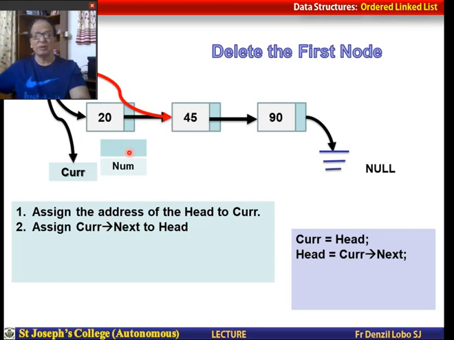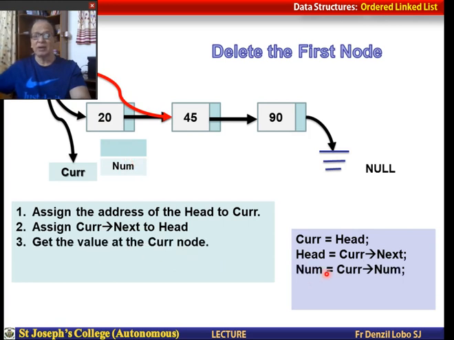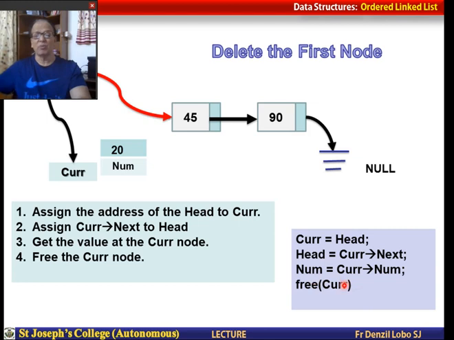Then we want to get the number. So get the value of the current node and assign it to number. I get the value of the current node and assign it to number. 20 goes in there. So now we have got the number. We are going to delete this node. Then you say free current node. This node is deleted. So free current means that memory is released, and this is how we remove that node. And we say return number, which contains 20, it is returned. So this is how we delete the first node of a linked list.